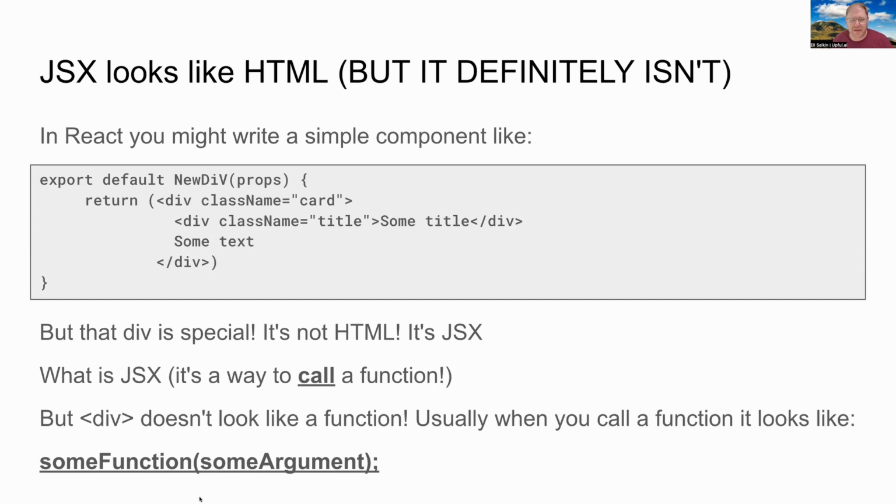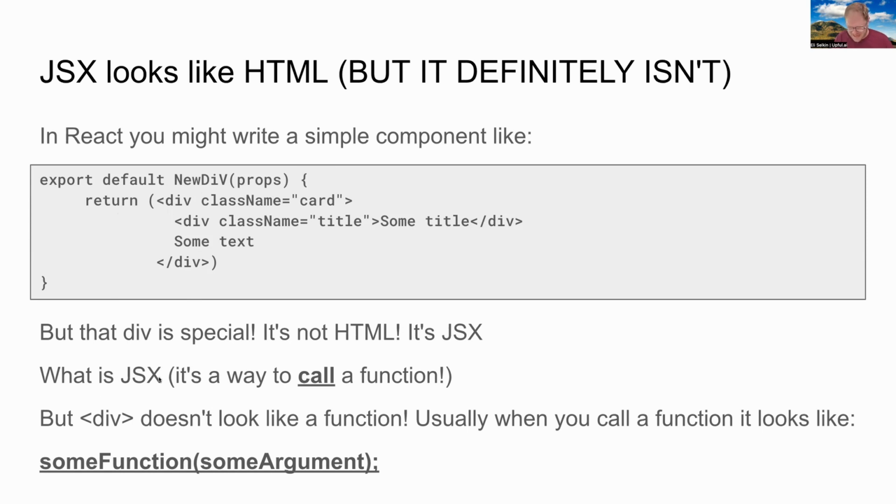And in React, you write function components sort of like this. You write some exported function. We'll call this new div, and it has some props. We'll talk about props at a later time. But then it returns something that looks like HTML. And you might say, well, it's just HTML that you're returning, right? And the answer is no. It is not HTML that you're returning. You're returning JSX. So it's not HTML, it's JSX.